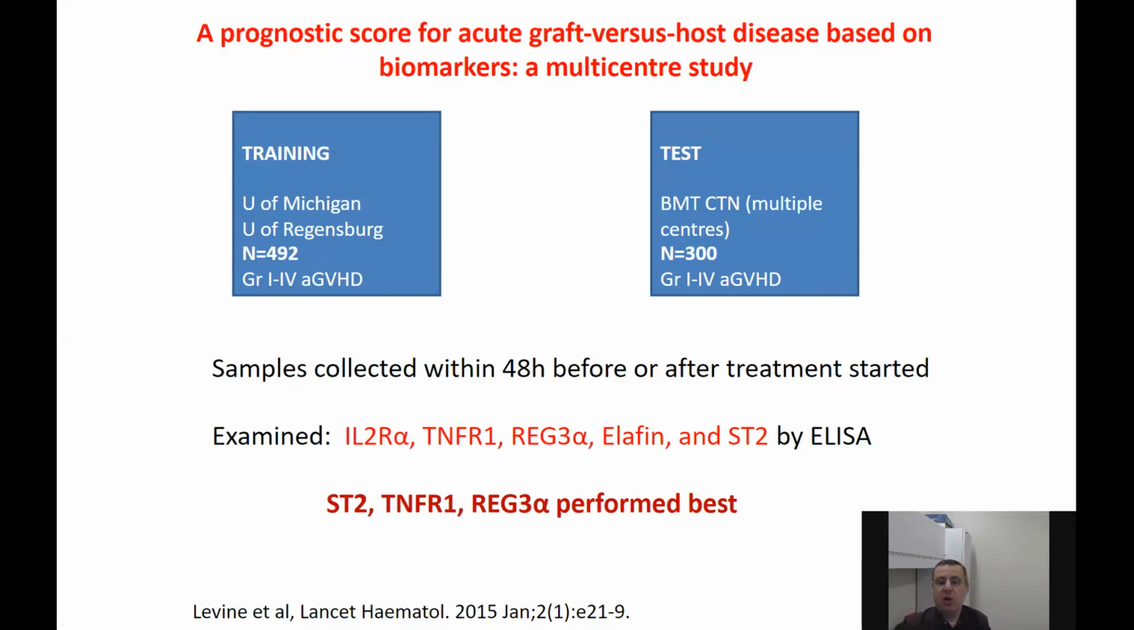They were assessed along with a few other potential significant proteins in this study launched by the MAGIC Consortium, a multi-center study which comprised a training set of 492 patients and a test set of 300 patients, where samples were collected within 48 hours before or after treatment was started for acute GVHD. They focused on a handful of potentially significant biomarkers: IL-2 receptor, TNFR1, reg3A, elafin, and ST2, measured by ELISA. And among these, ST2, reg3A, and TNFR1 performed the best.